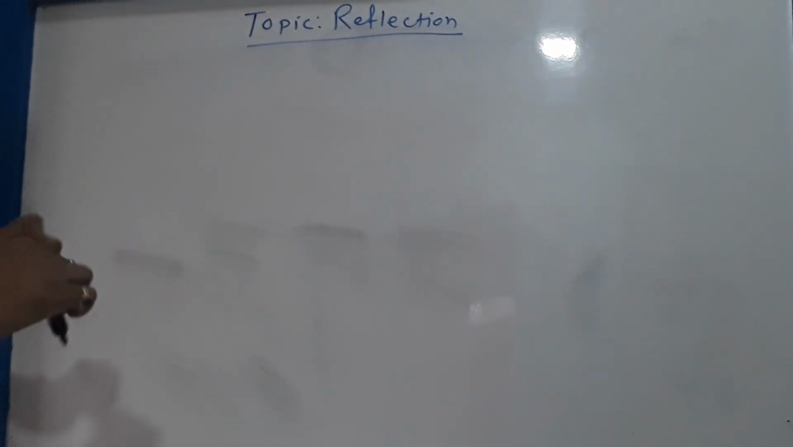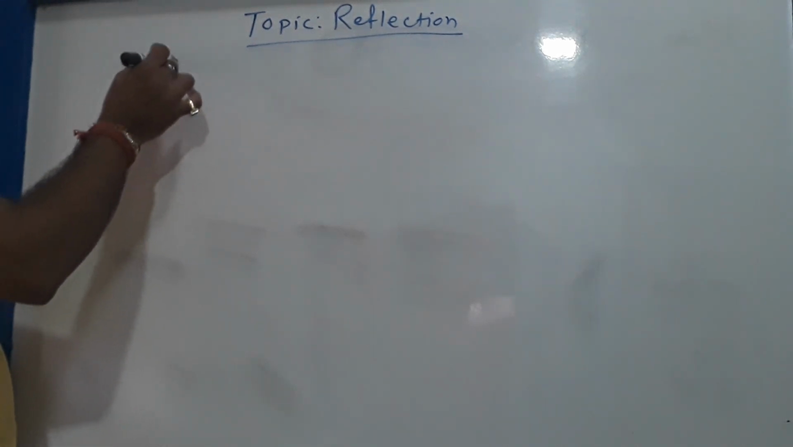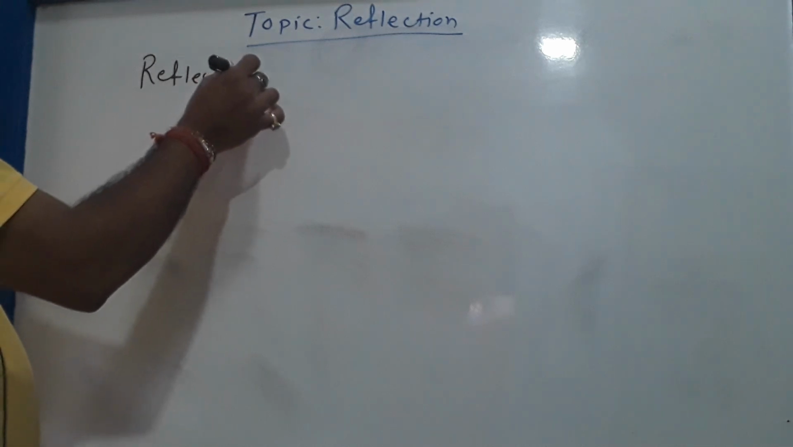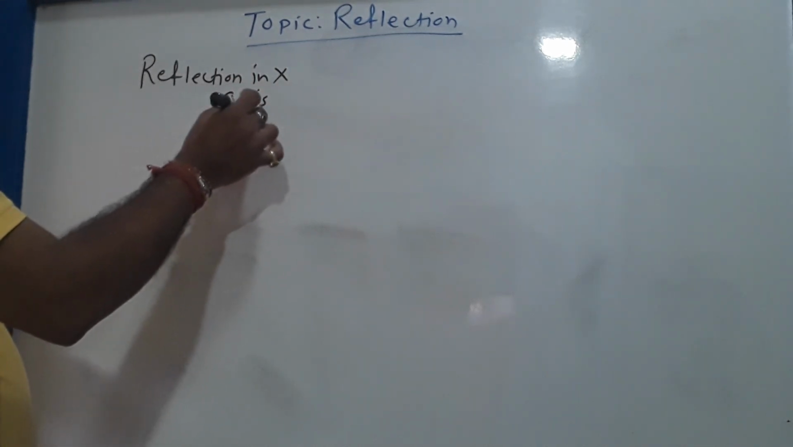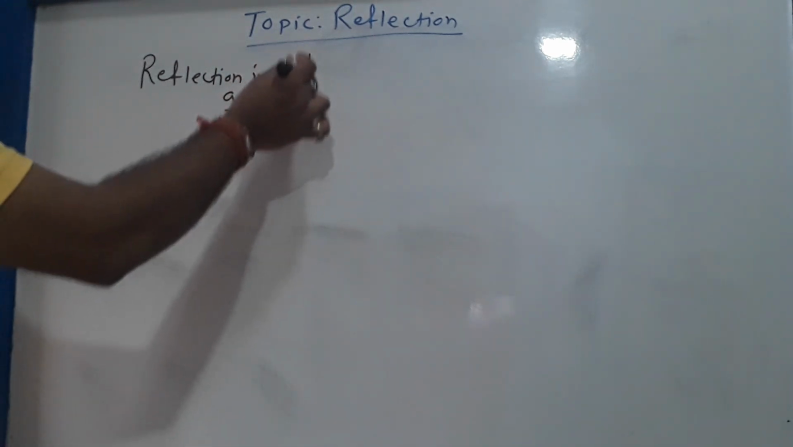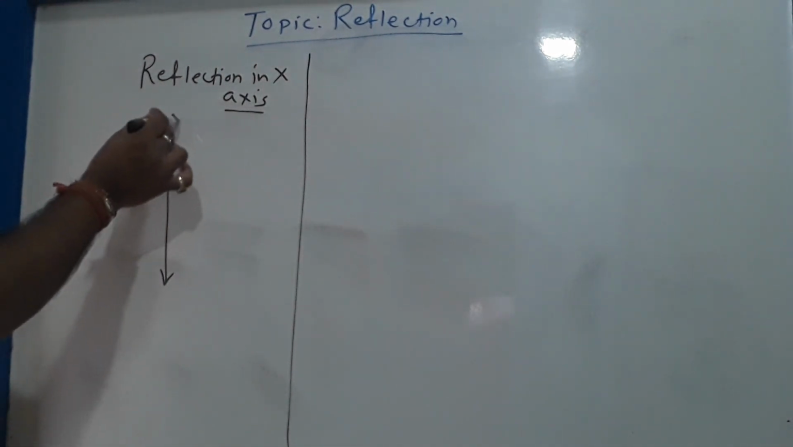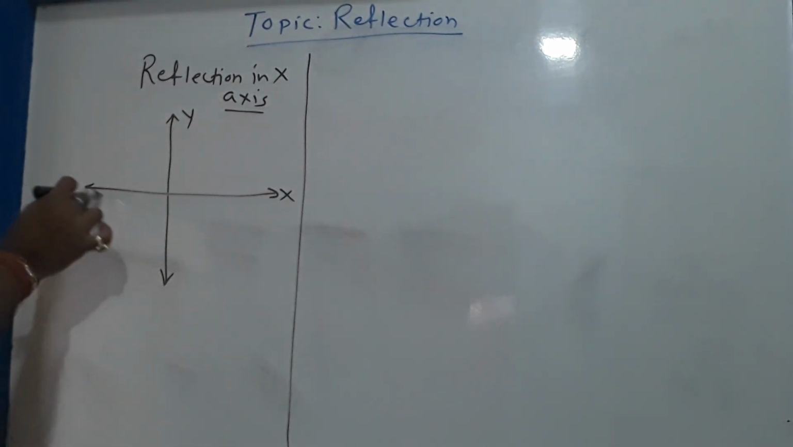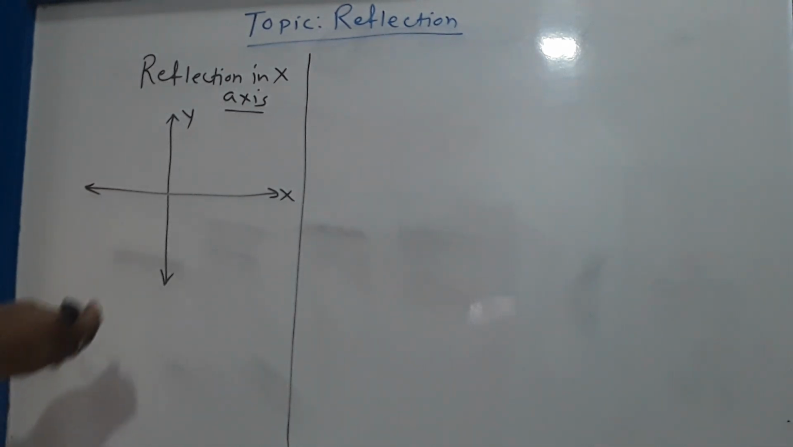Let us start the topic reflection. First we will see reflection in x-axis. This is x-axis, y-axis. Horizontal is x-axis, vertical is y-axis.